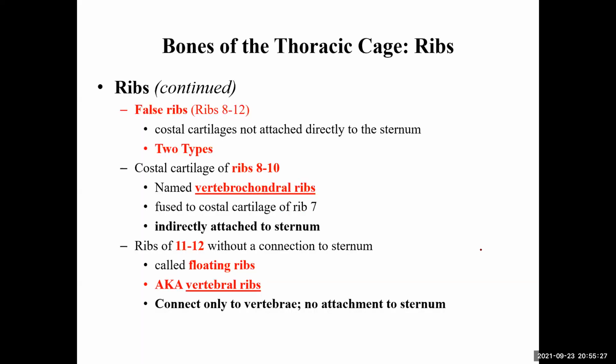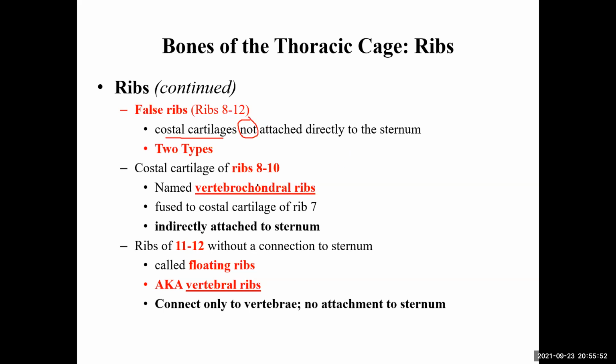Okay, so the second type of ribs are called false ribs. Basically, that is the remaining ribs, 8 through 12, okay? And their costal cartilages, if they have any, and it's important that you know this, do not directly attach to the sternum. Okay, so there's 2 types.